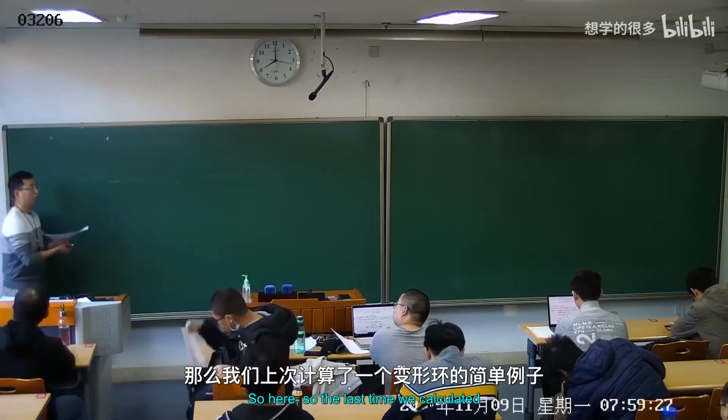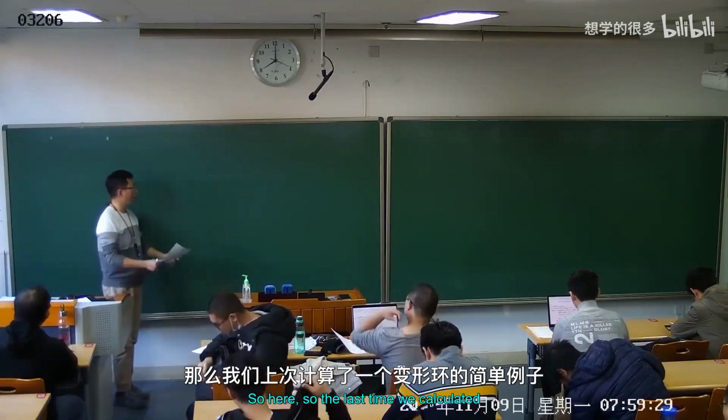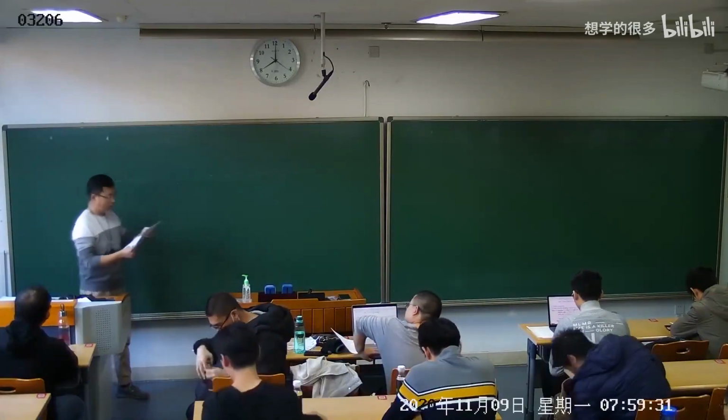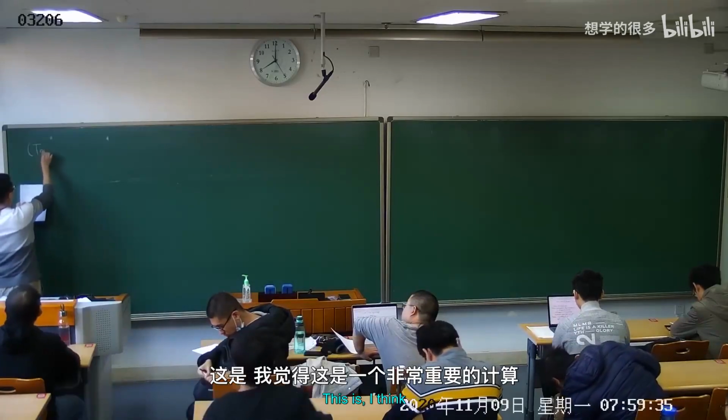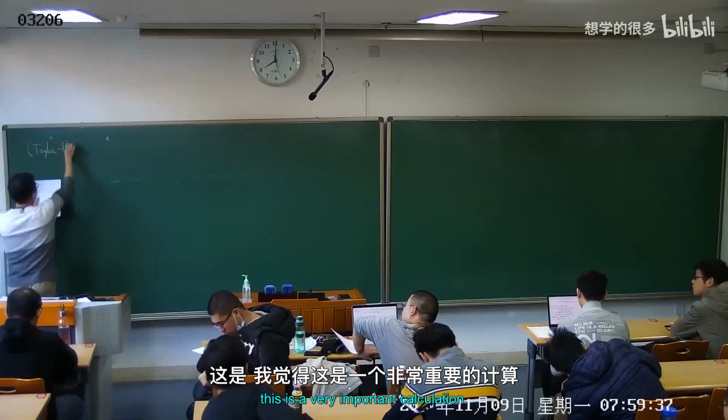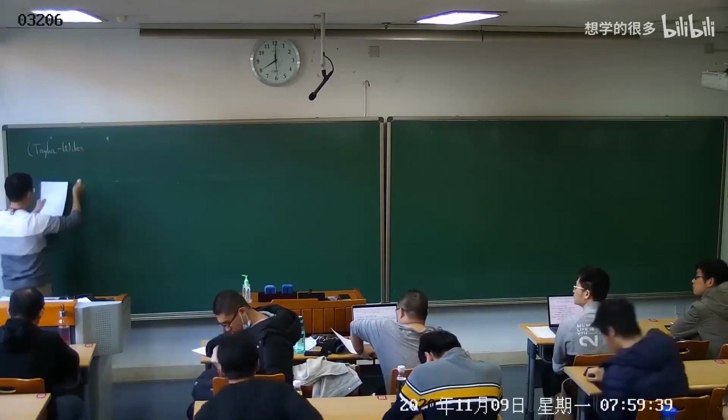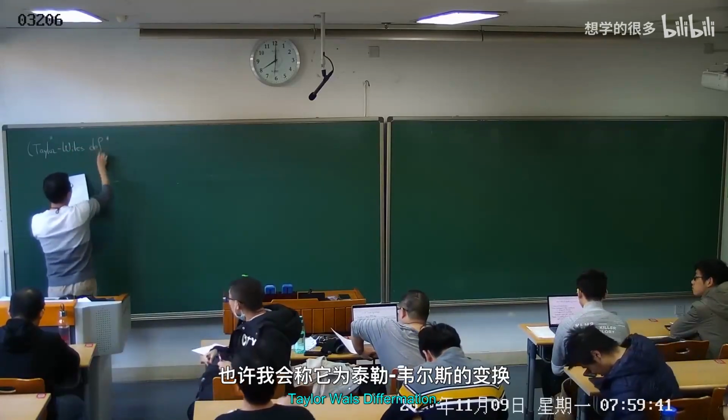Anyways, so last time we calculated a simple example of a deformation ring. So I'm going to do another one today. I think this is a very important calculation. Maybe I'll call it the Taylor-Wiles deformation.